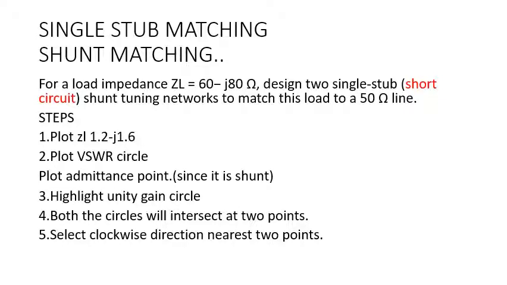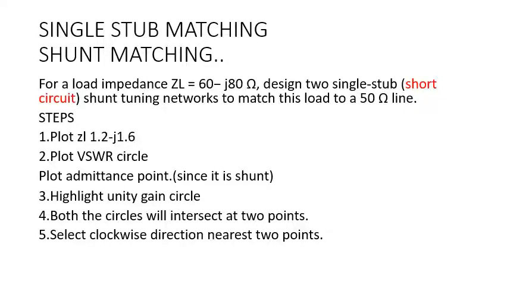First you are supposed to plot 1.2 on the resistance line, which is a horizontal line, and after that plot the impedance value as minus j1.6, which is a capacitance. You will plot that point. After that, we will be plotting the VSWR circle. How do we plot a VSWR circle? We take the center of the compass at the unity point, that is 1, and take the radius to this plotted point, 1.2 minus j1.6, and plot the circle.